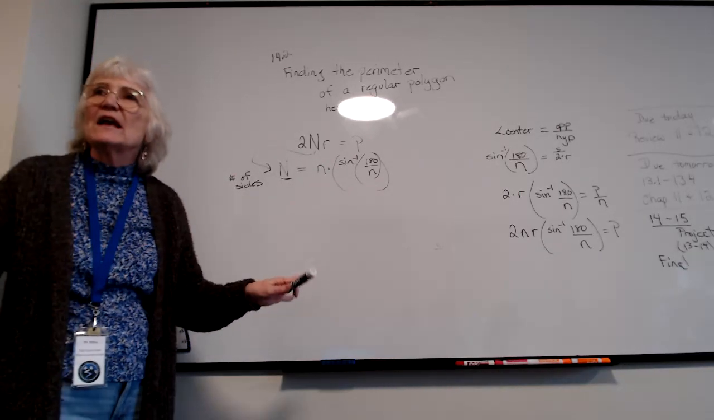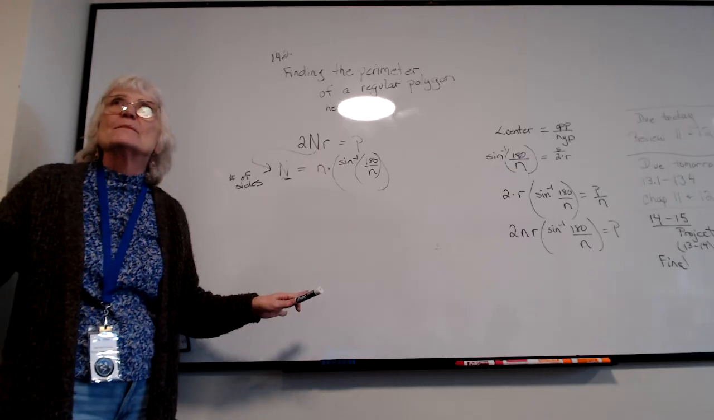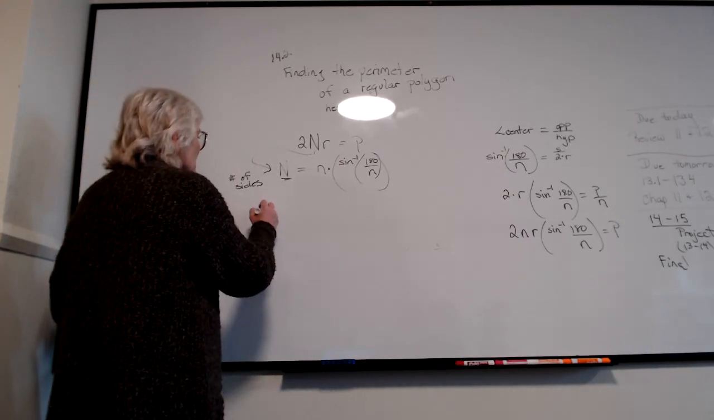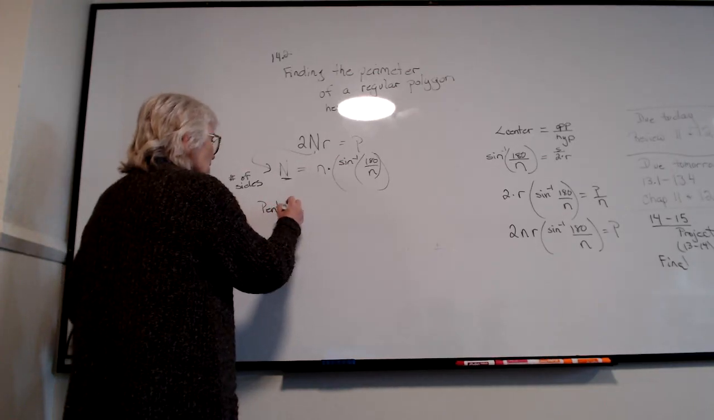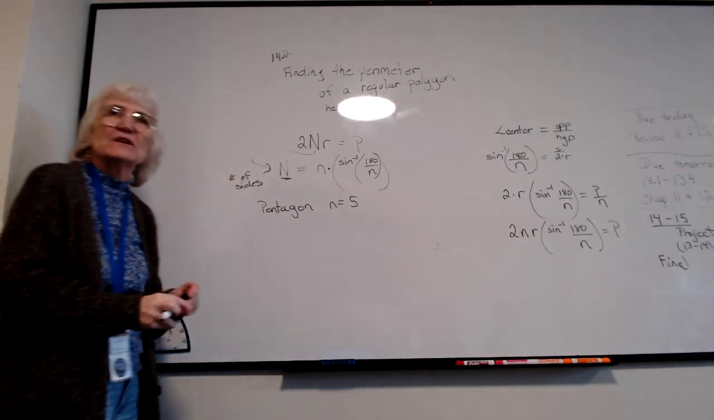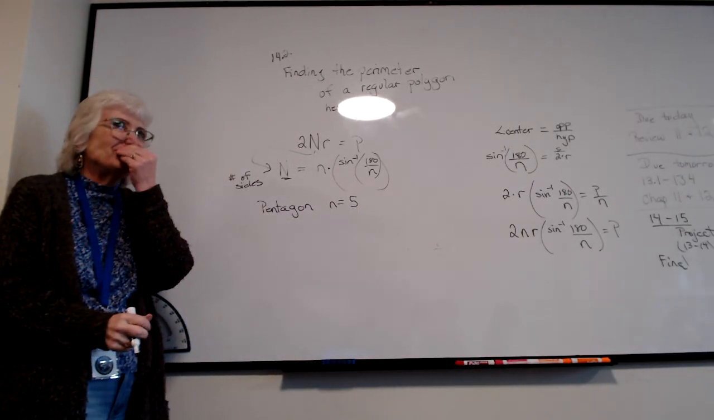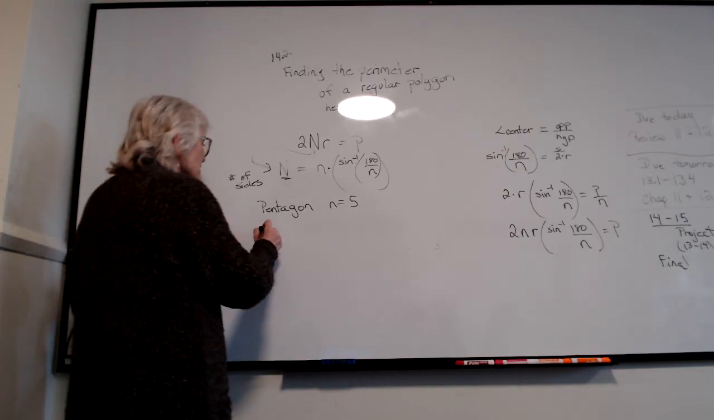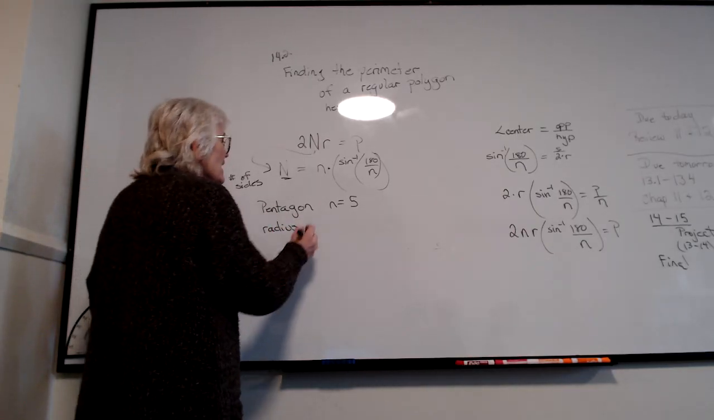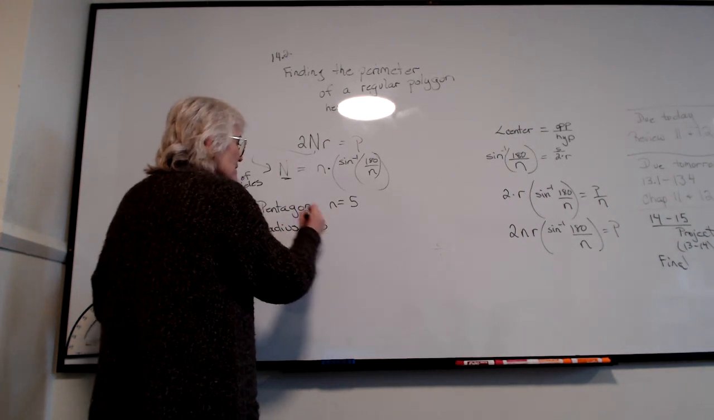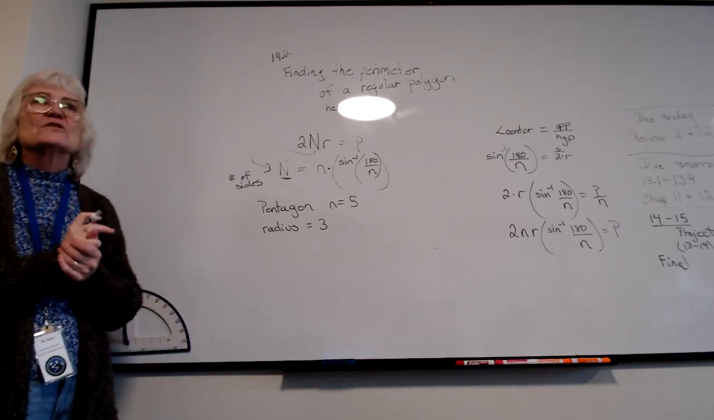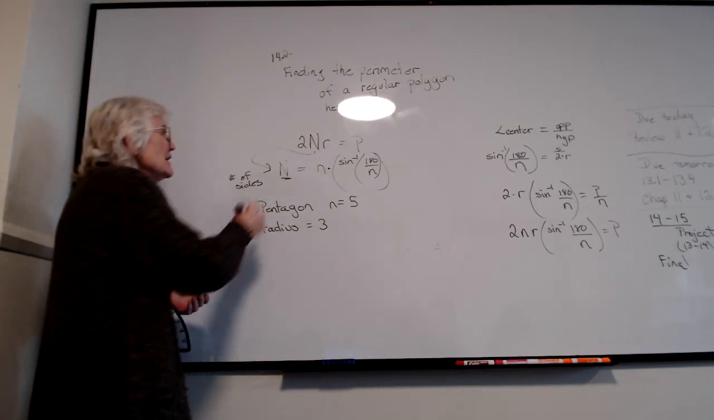Let's use this problem right now. Let's say that we have a pentagon, which means n is going to equal 5. Does everybody agree with that? It's a pentagon. The radius of the circle inside is going to be 3. I'm just giving you the information here. So the first step we do is this.